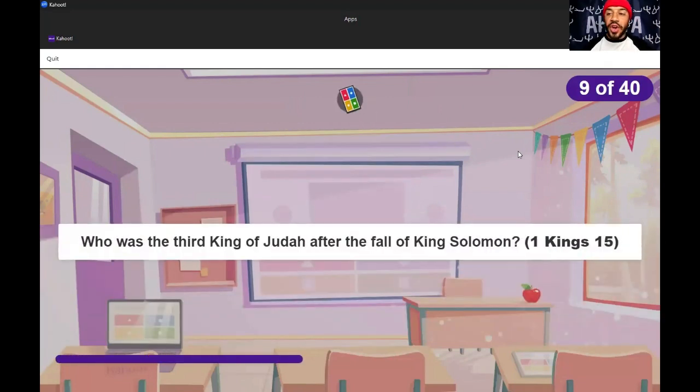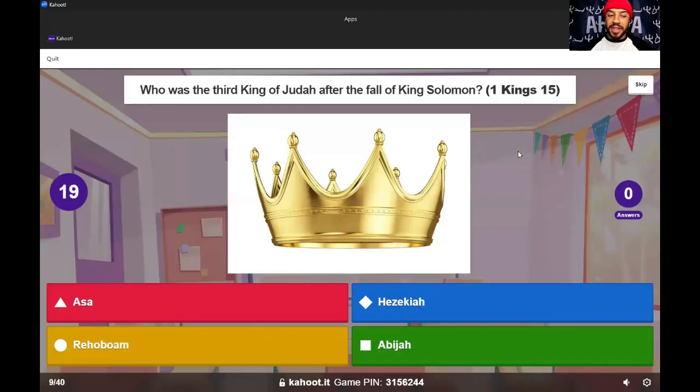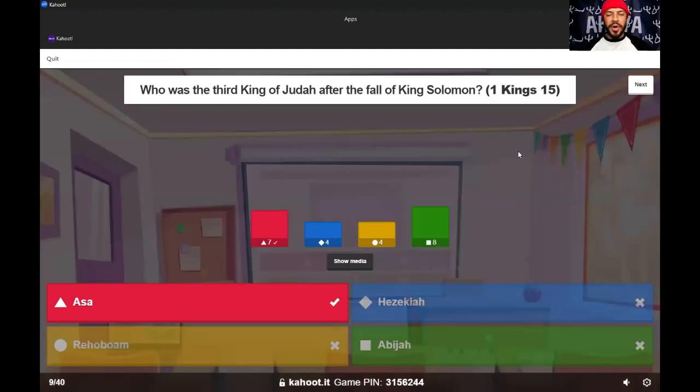Who was the third king of Judah after the fall of King Solomon? Red, Asa. Blue, Hezekiah. Yellow, Rehoboam. Green, Abijah. 4, 3, 2, 1. Oh, wow. This was pretty balanced out.